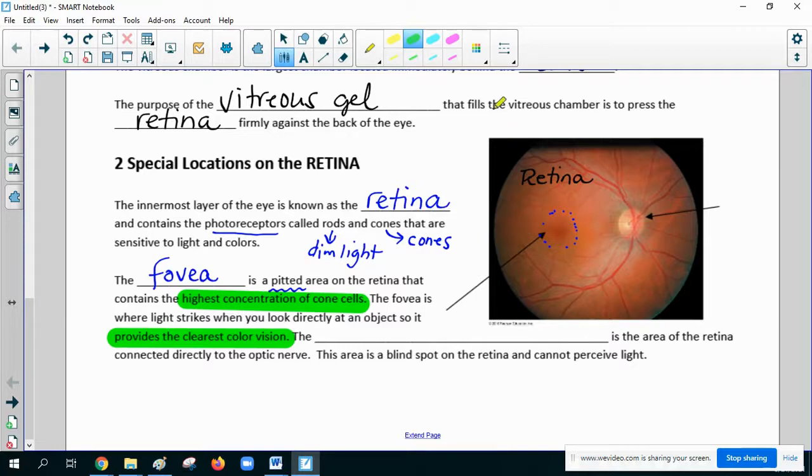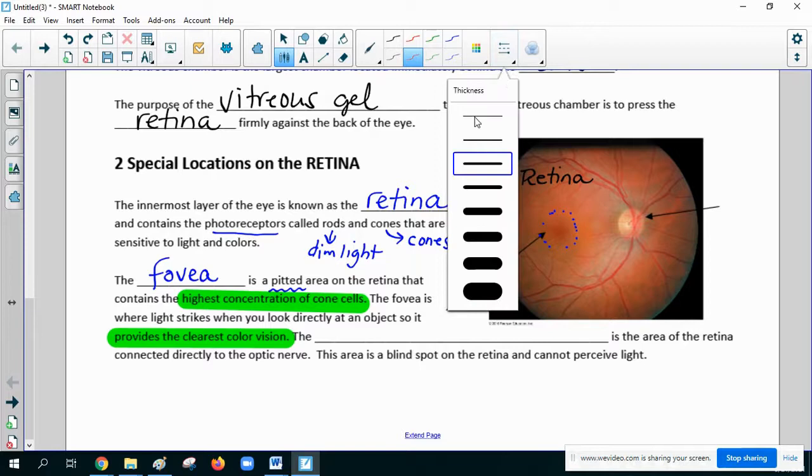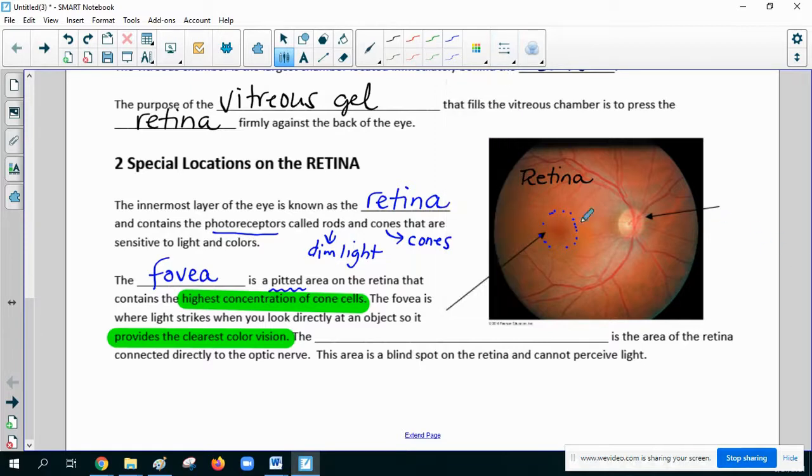So that's the fovea. The other spot on the retina is the functional opposite. So this is our best vision. This spot right here is actually a blind spot. In the notes, I'm going to write it's called the optic disc, which a lot of people just refer to as their blind spot, is an area of the retina connected directly to the optic nerve.